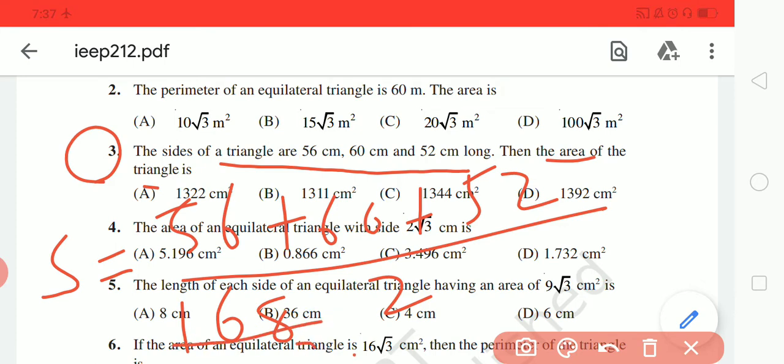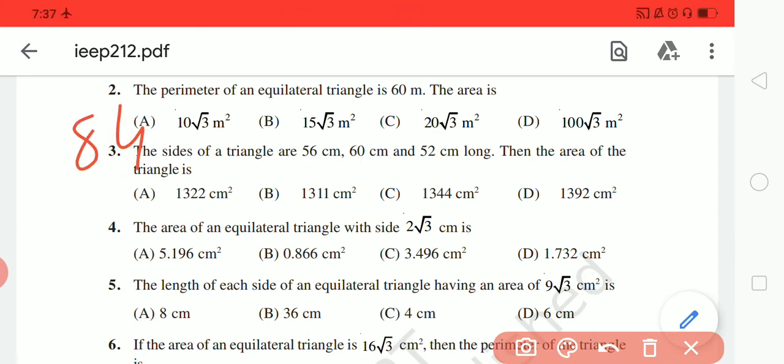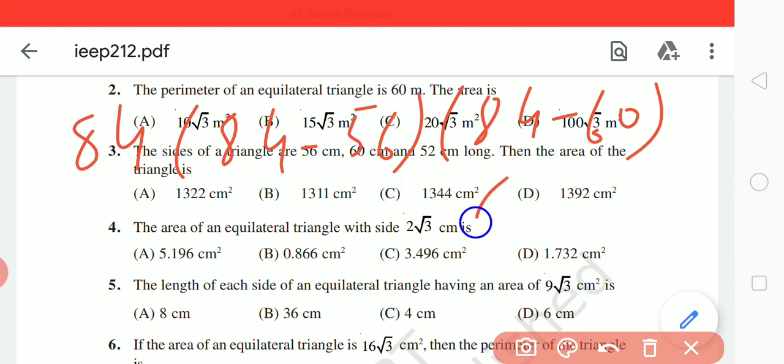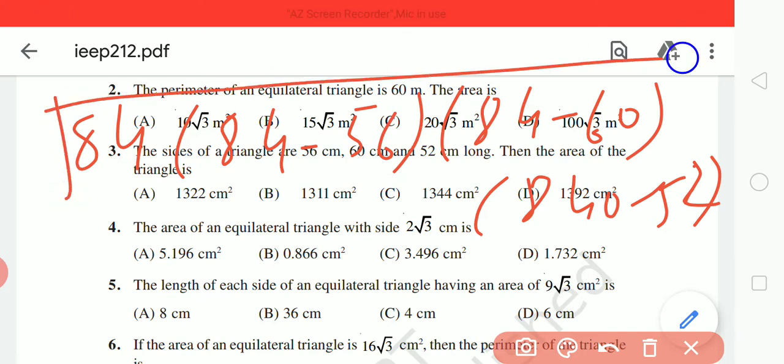Okay, 168 by 2, cut it: 2 eights are 16, 2 fours are 8, so 84 is the value of S. So let us put it in the Heron formula. S means semi-perimeter, and we have 84 minus 56, into 84 minus 60, into 84 minus 52, right? So let us start the solution.